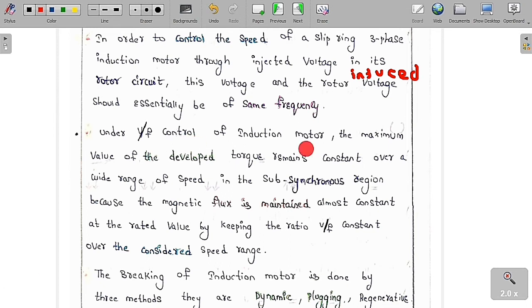So under V by F control of induction motor, the maximum value of the developed torque remains constant over a wide range of speed in the subsynchronous region, because the magnetic flux is maintained almost constant at the rated value by keeping the ratio V by F constant over the considered speed range. As V by F is a constant, maximum flux density is a constant, so flux is also constant.